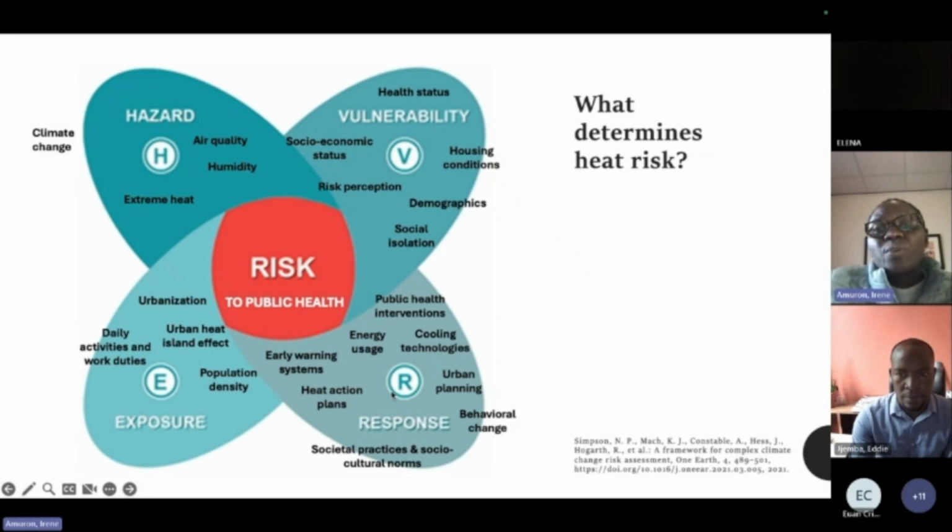When we look at the response, what are our early warning systems like? What interventions do we have to be able to address heat? What is our behavior around the heat season? Are we conscious? Do we do things differently?